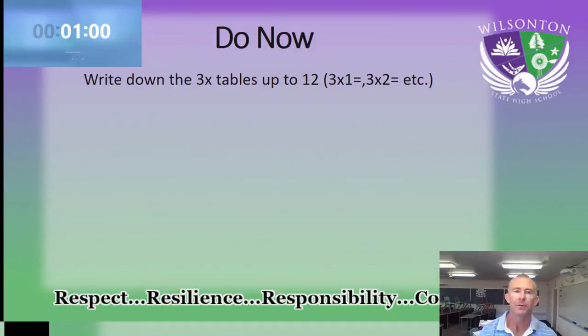We've got a do now for you to do. You need to write down your 3 times table up to 12 times. So write down the whole equation, 3 times 1 equals, 3 times 2 equals, 3 times 3. Okay, away you go.